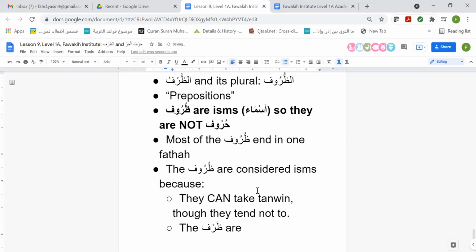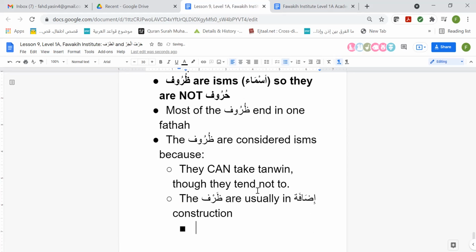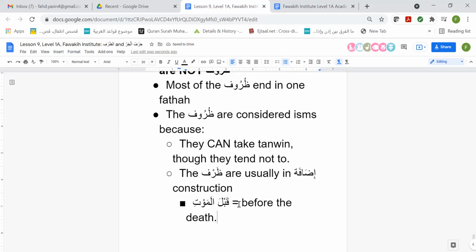are usually in idafa form. Okay, so here comes the concept of idafa has crept up on us again. They are usually in an idafa construction. So for example, if I said qabla al-mawti, this means before the death. In English, we just say before death, but the alif lam is there, so I just put the before the death.